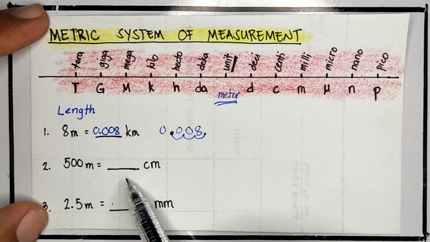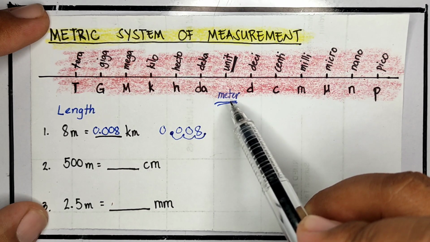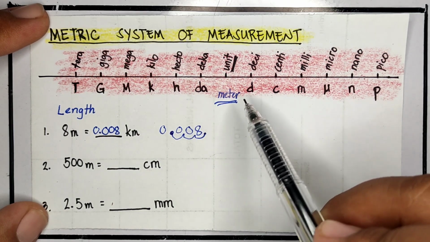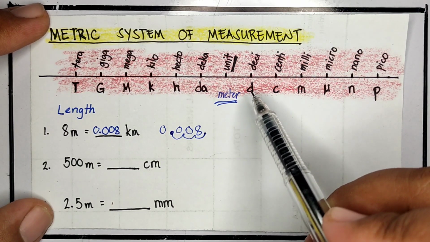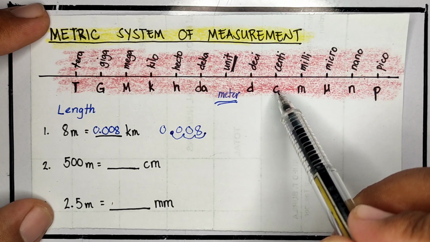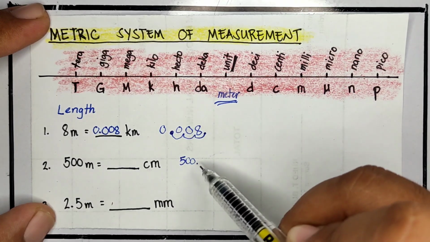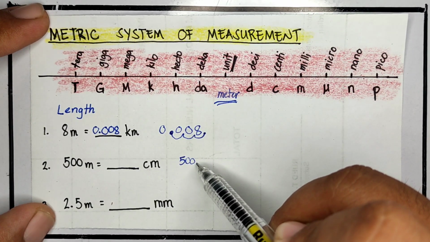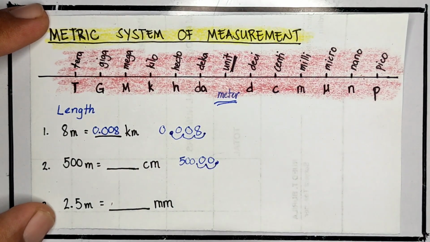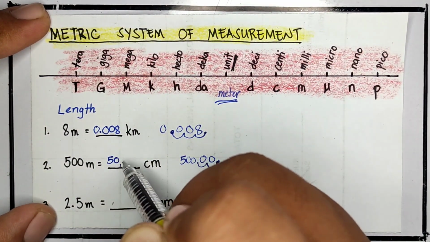Another example. 500 meters is equivalent to how many centimeters? Simply, the unit is meters, going to centi, centimeters. How many times will we move the decimal? 1, 2, going right. We have here 500. The decimal is here. We will move it twice to the right: 1, 2. Add two zeros. Therefore, 500 meters is equivalent to 50,000 centimeters.